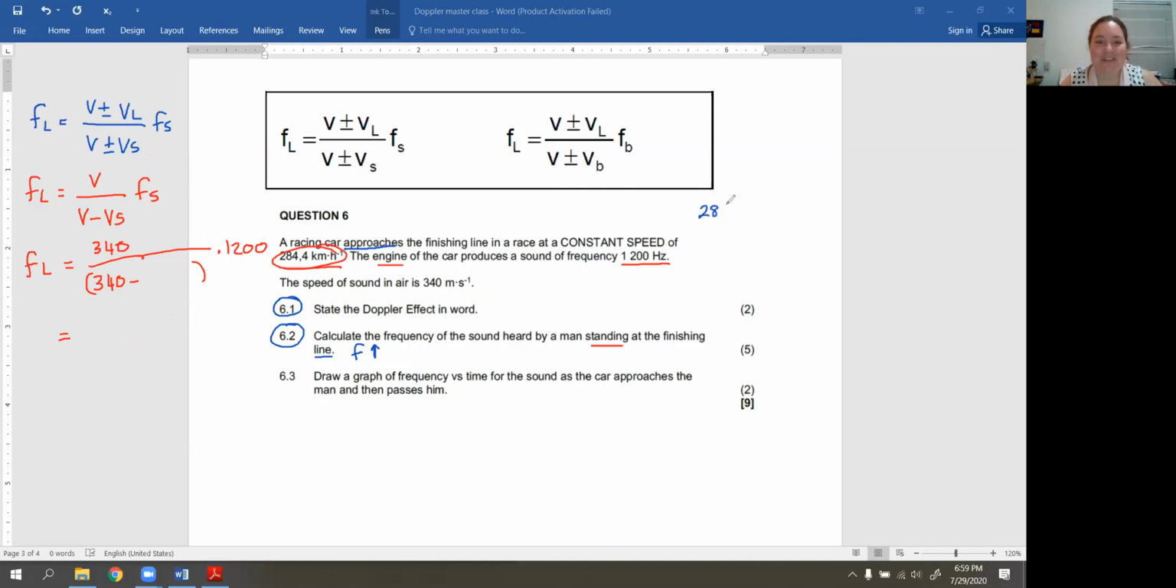So 284.4 divided by 3.6 to convert kilometers per hour to meters per second. You guys are on the ball tonight. Gives me an answer of 79.03 meters per second. So here it's going to be 79.03.